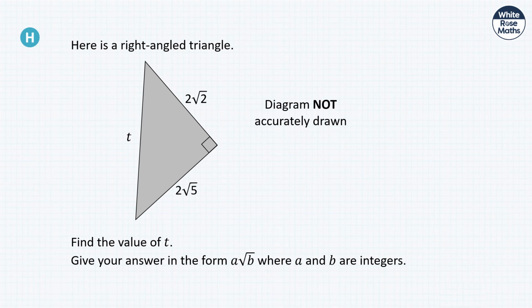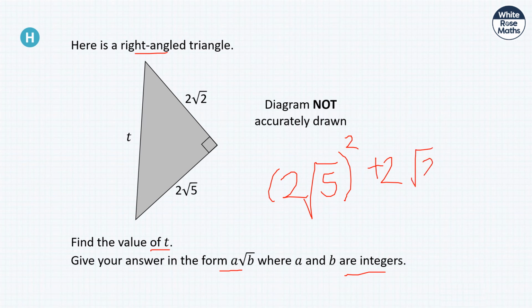Okay, so this next question. Here is a right angled triangle. Find the value of t. Give your answer in the form a root b, where a and b are integers. So I'm going to have 2 root 5 all squared plus 2 root 2 all squared. And this will all be square rooted to work out what t is.